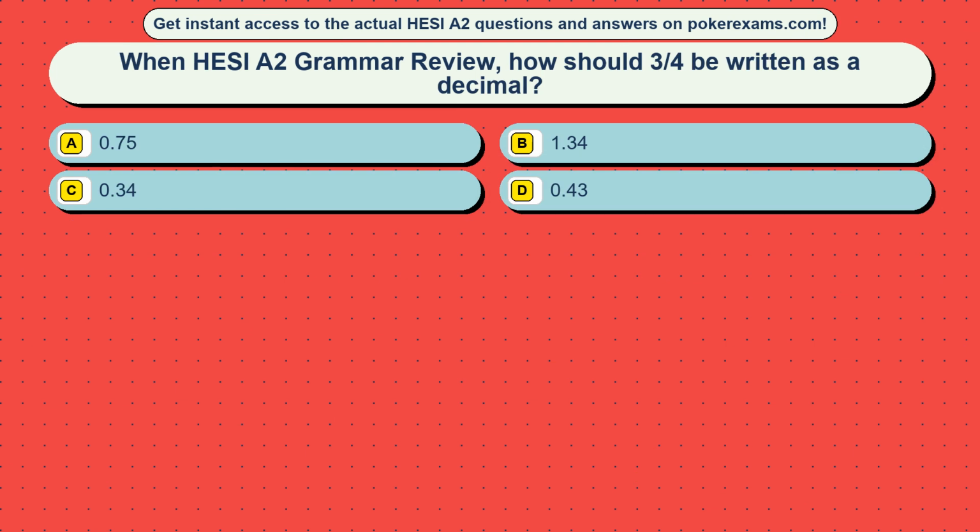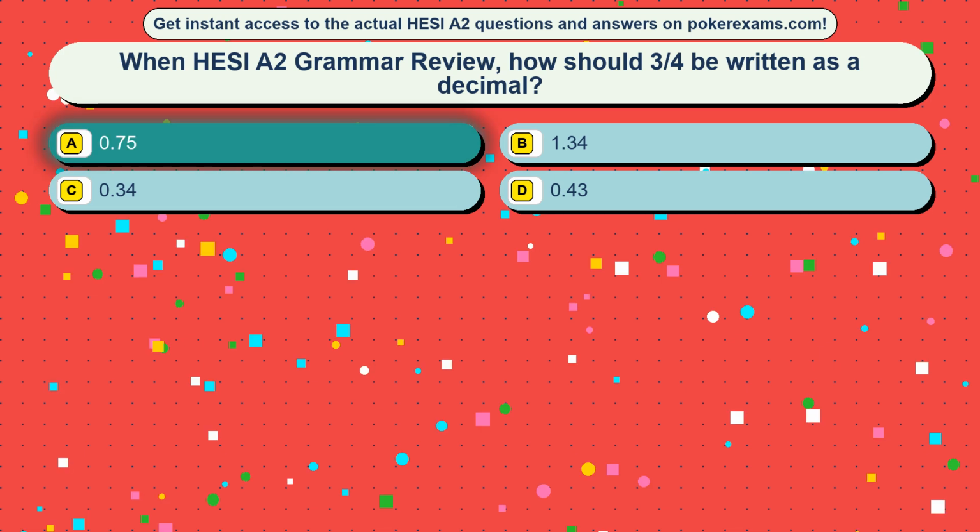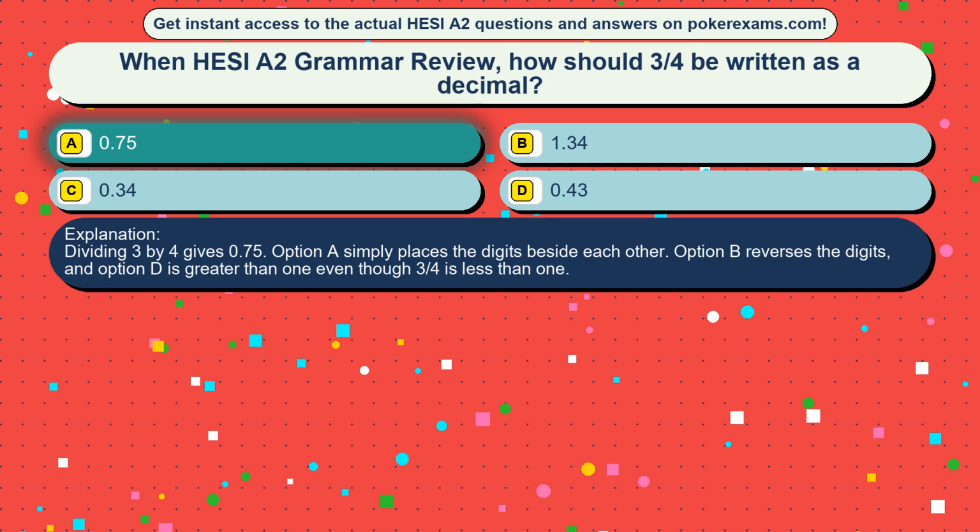Question 19. When HESI A2 Grammar Review, how should 3/4 be written as a decimal? Option A, 0.75. Option B, 1.34. Option C, 0.34. Option D, 0.43. The correct answer is option A, 0.75. Dividing 3 by 4 gives 0.75. Option A simply places the digits beside each other. Option B reverses the digits, and option D is greater than 1 even though 3/4 is less than 1.